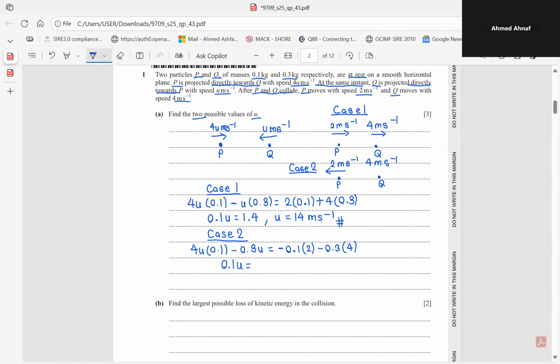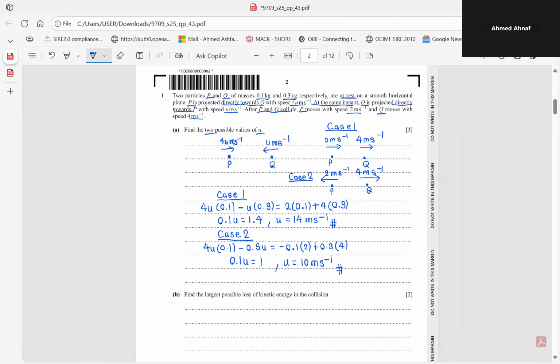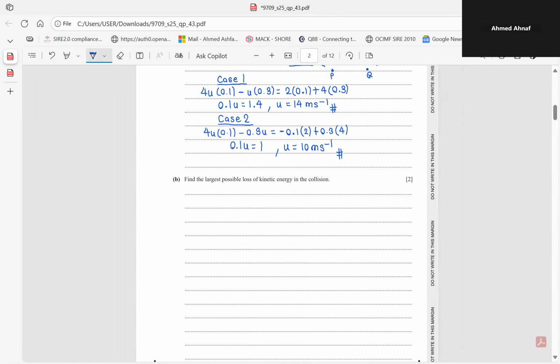So I'm going to let my case 2 be that. Now P is moving in the negative direction and Q is moving in the positive direction, so this is going to be positive. So 0.3 times 4 minus 0.1 times 2 equals 1, and hence u is equal to 10 meters per second. So this is our final answer for this first part. Let's head on to the next part.